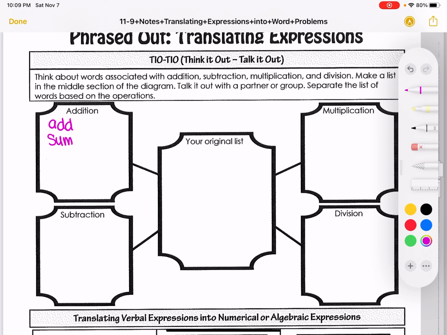If they say increased by or added to, more than, and then another key one is combined.